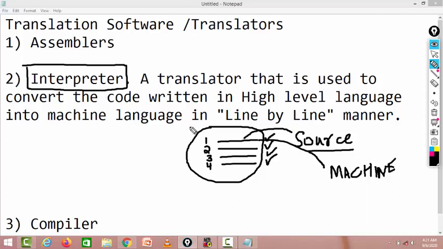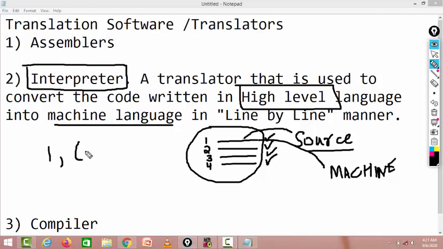So what I mean to say is, a translator that is used to convert code written in a high level language into machine language, that is the binary, the 1 and 0 form, a stream of bits. In what manner does it act? It converts the raw code in a line by line manner. It takes one line at a time, converts the line and generates the machine code for that line.